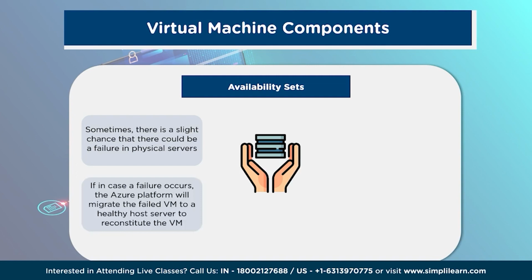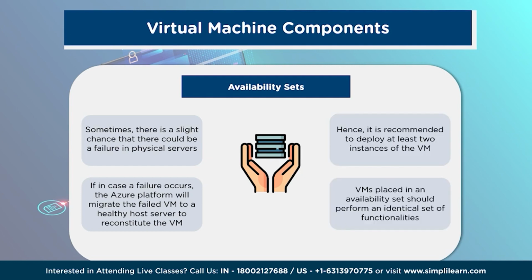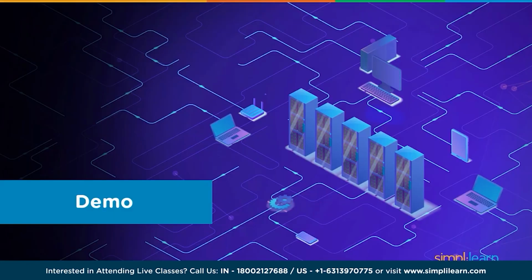So in case of such failure, the Azure platform will migrate the failed virtual machine to a healthy host to reconstitute the VM. It is highly recommended to deploy at least 2 instances of the virtual machine, and virtual machines placed on an availability set perform an identical set of functionalities. Now that we know what Azure Virtual Machine is, let's look into the demo.